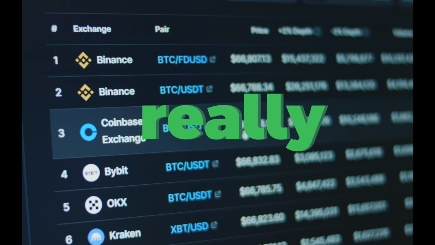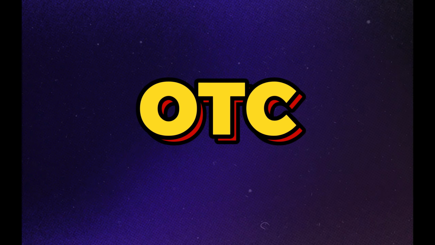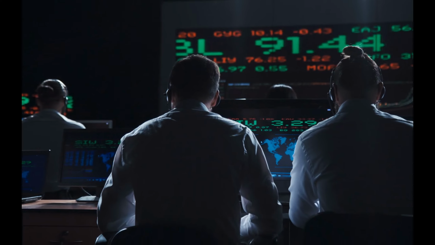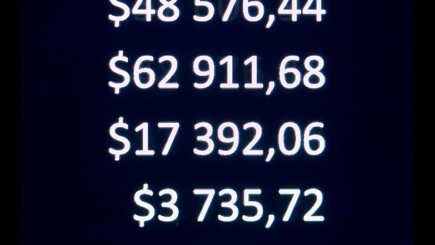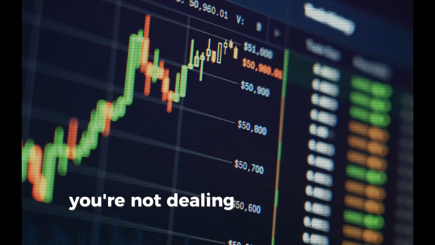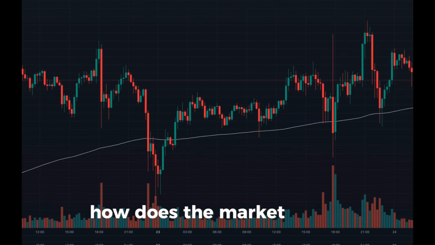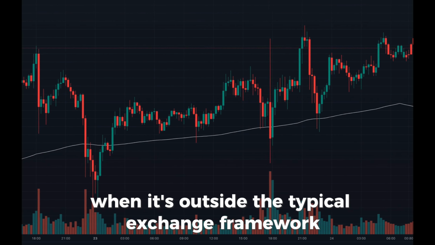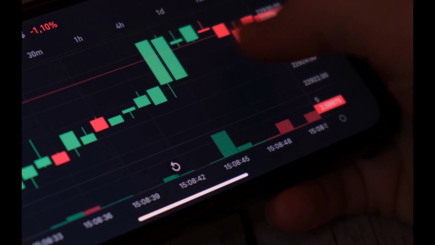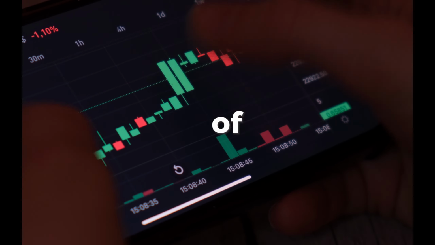Have you ever wondered what really happens behind the scenes in OTC over-the-counter trading? Why are so many traders drawn to it? Is it the promise of higher payouts or something else? When you trade OTC, you're not dealing with the usual market conditions. So what's the catch? How does the market behave when it's outside the typical exchange framework? And most importantly, can you trust the signals, or is it all just a game of chance?